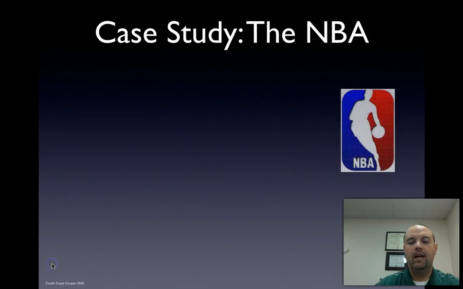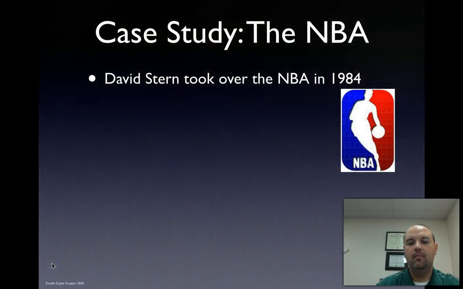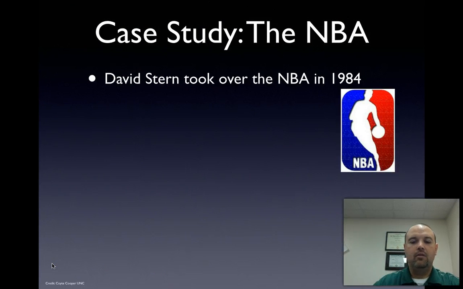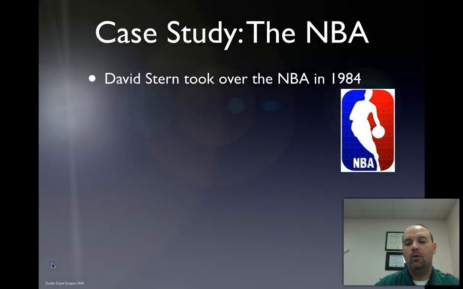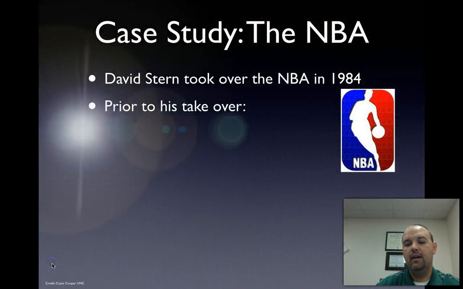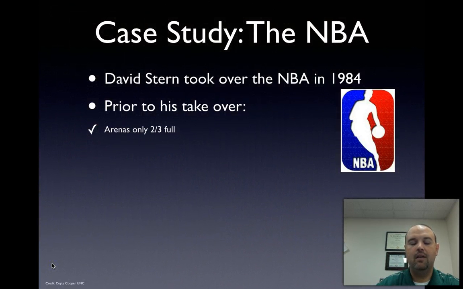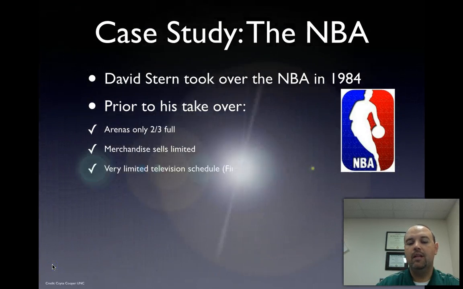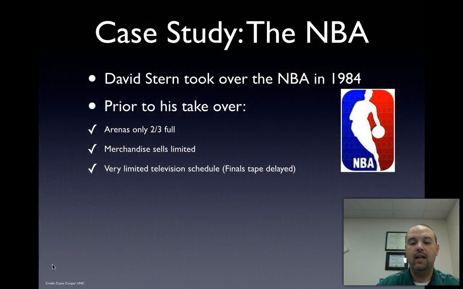So I'm going to give you kind of a quick case study. David Stern, who just retired as commissioner of the NBA, took over in 1984. When he did, the NBA was a mess. Most arenas never sold out. They sold very little merchandise. They had a terrible TV schedule. Hard to believe, the finals were actually tape delayed. You had to watch them the next day.